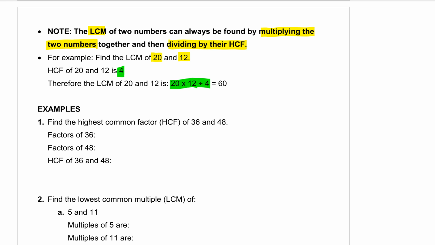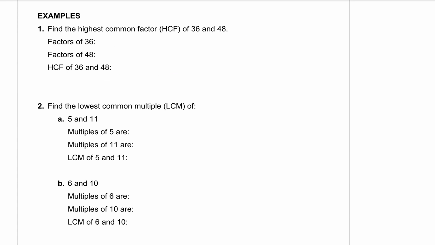So here we go. Let's do our proper examples here. What you need to do is find the highest common factor, or HCF, of 36 and 48. So first of all, let's list off all the factors of 36. Now, it is easier if you do your timetables on the side first so that you don't miss any. So we start at 1 and we go 1 times 36 makes 36. Then we move on to 2. 2 times 18 makes 36. 3, yep, 3 is going to work because 3 times 12 makes 36.